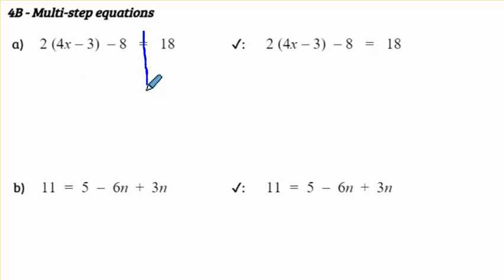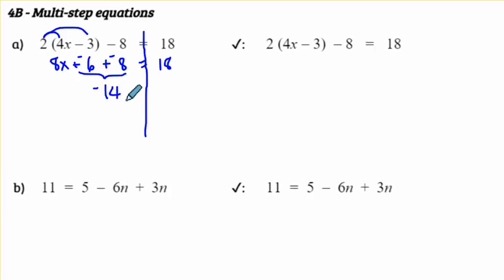We'll draw our river here, and our first step is to use the distributive property. 2 times 4x is 8x, and then I have a minus 2 times 3 is 6, and then I bring down my minus 8 and my equals and my 18. At this point, we need to leave change opposite, and so at that point, we're ready to combine these like terms. A negative 6 and a negative 8 make a negative 14.